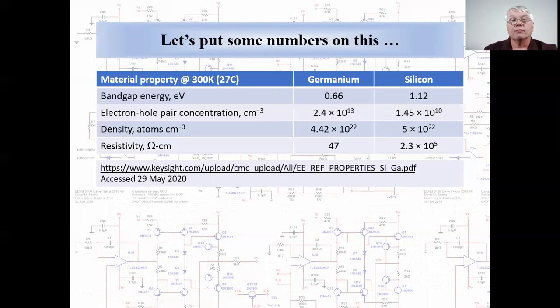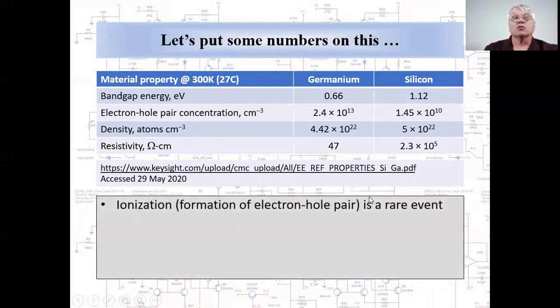These numbers, by the way, these electron-hole pair concentrations, are known as the intrinsic EHP concentrations of pure materials. We'll see that number again later, but we can see that ionization is a rare event. Now, would you suspect the probability of ionization would be connected to the band gap? Well, you would be correct. In fact, the band gap of a material determines whether it is a conductor, a semiconductor, or an insulator.